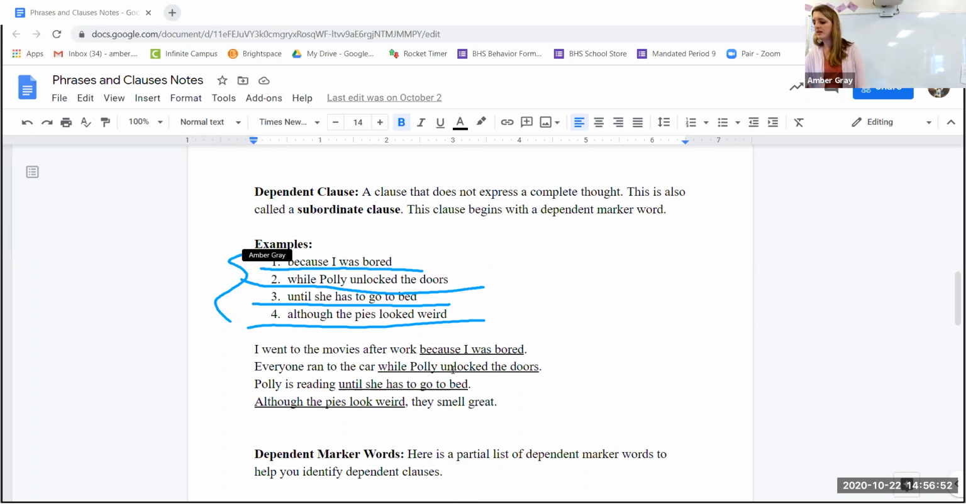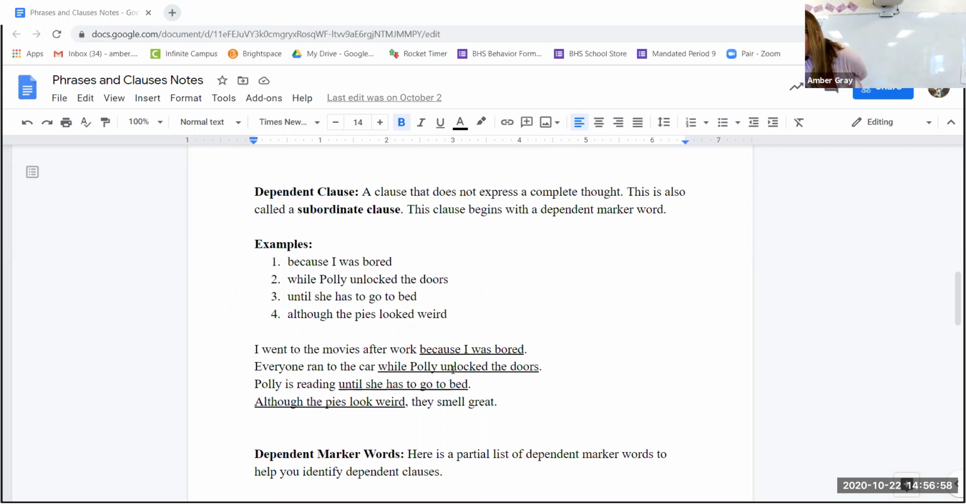All right, so just to kind of color code, I'll underline dependent clauses in blue, even though they're already underlined. Okay. I'm going to underline in red the independent clauses. I went, everyone ran, and Polly is reading. Really, Polly is reading here. Okay, and now I'm going to underline in green our phrases. Okay, so to the movies, after work is another phrase. To the car is a phrase. Oops, I forgot to underline an independent clause.